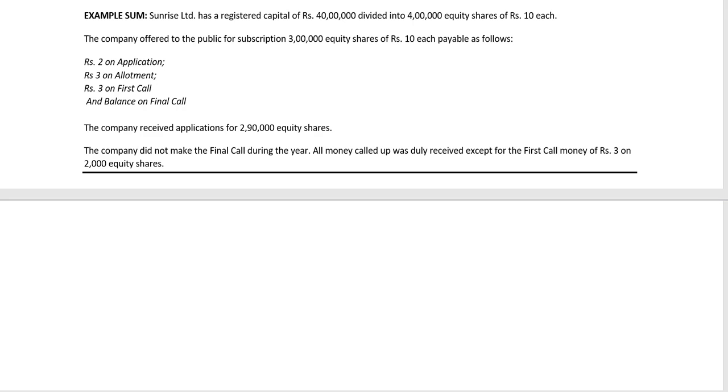Let's go ahead with the solution. We will see what the nominal value of each share is, the issue price of the share, the authorized capital, issued capital, subscribed capital, and so on. Solution.